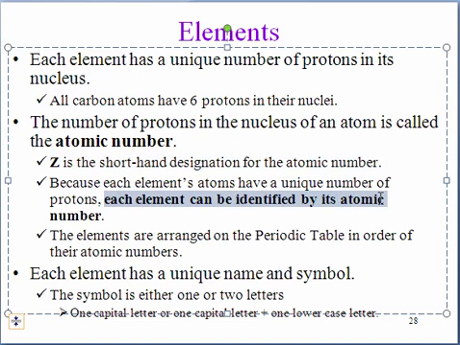Elements can be identified by their atomic number. If you know the element, you can figure out its atomic number. If you know its atomic number, you can figure out the element, as long as you have a periodic table with you. Each element not only has a unique number of protons, but they all have their own name and symbol. A symbol is either 1 or 2 letters. There will always be only one capital letter.